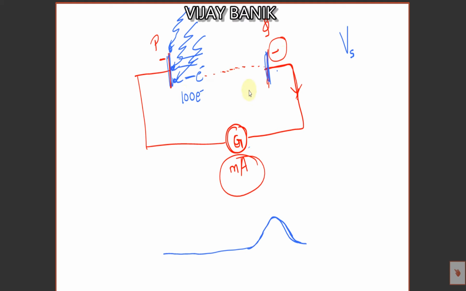What happened to the rest of the 5? The rest of the 5 did not have enough energy to cross from this part of the plate to this part of the plate, because now there is a repulsion. They could not overcome the repulsion.